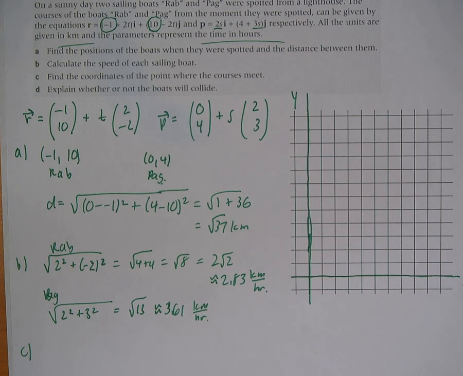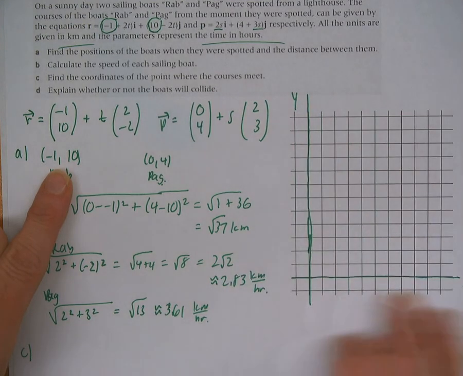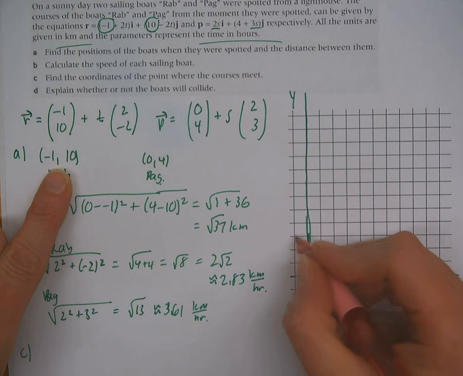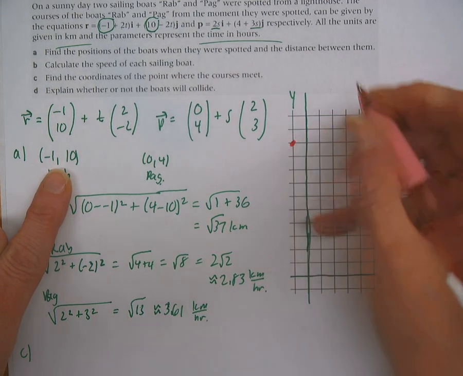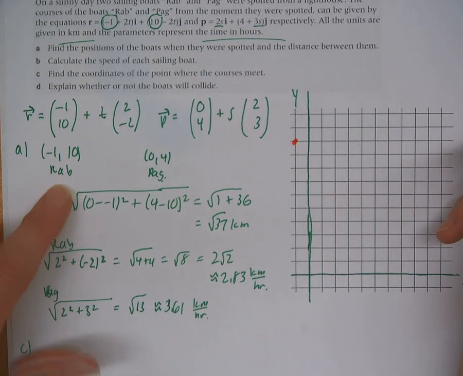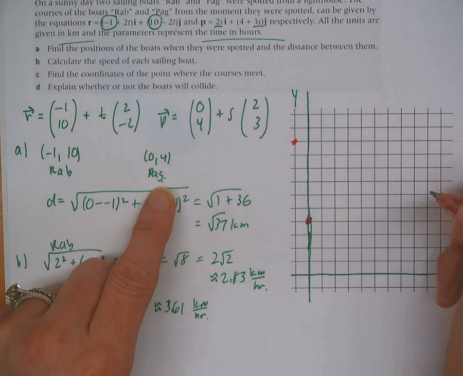So let's first plot where each of these boats are at t = 0. So this first one is at -1, 10. My scale is just by 1. -1, 1, 2, 3, 4, 5, 6, 7, 10. So that is RAB. And then 0, 4 is PAG.